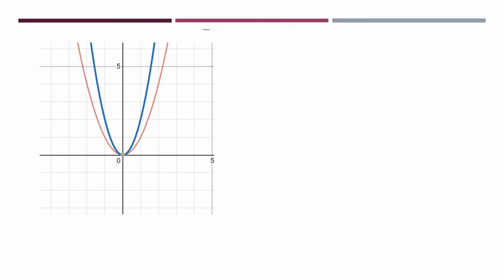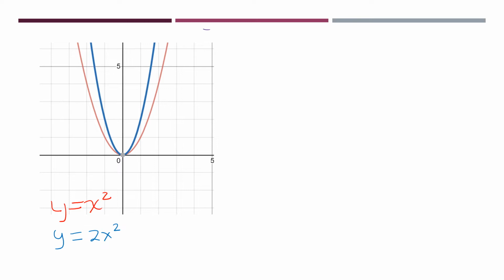Okay, so on this first graph, we have in red graphed our parent function, y equals x squared. In blue, we have graphed y equals 2x squared. And I want you to think about the slope of a line, okay? When we had a slope like 2, that made our line steeper. Notice that it makes our quadratic steeper as well.